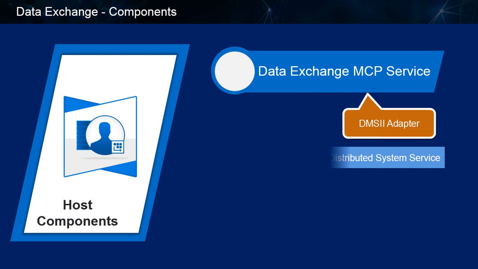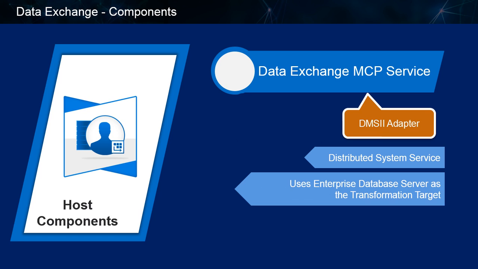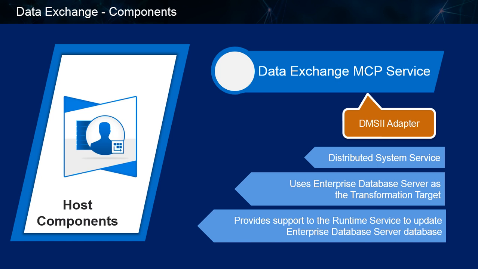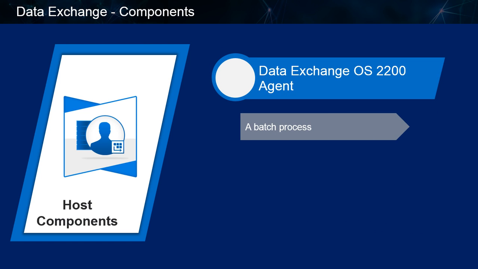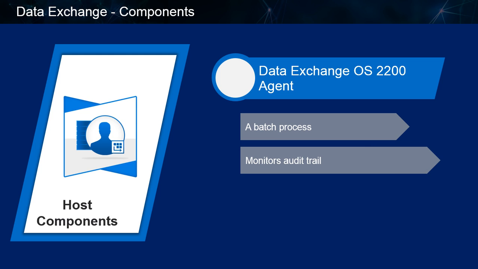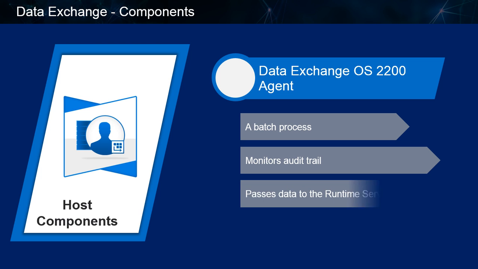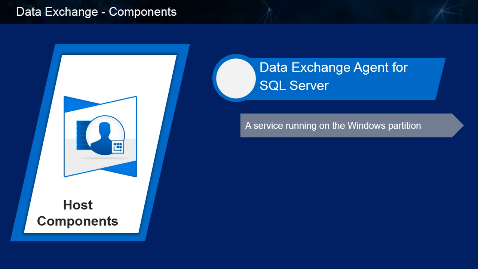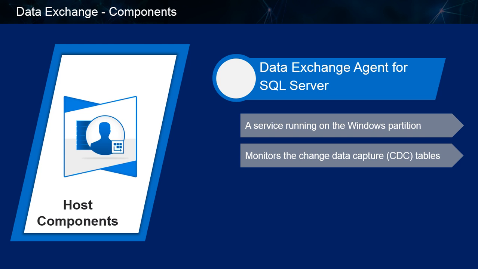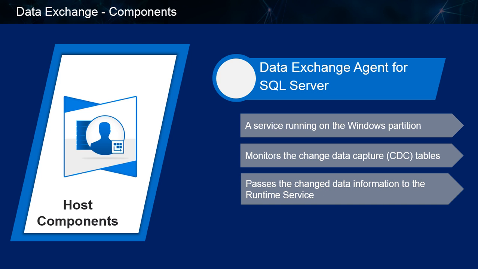DMS2 adapter is also a distributed system service running on the MCP server. The DMS2 adapter is used when Enterprise Database Server is used as the transformation target. The adapter provides support to the runtime service to update the target Enterprise Database Server databases. Data Exchange OS 2200 agent is a batch process running on the OS 2200 server. Each OS 2200 agent instance monitors the audit trail associated with a given application group and is responsible for passing the transformation-related audit entries to the runtime service. And finally, Data Exchange Agent for SQL Server is a service running on the Windows partition. It monitors the SQL Server database, change data capture, or CDC tables, and passes it to the runtime service.